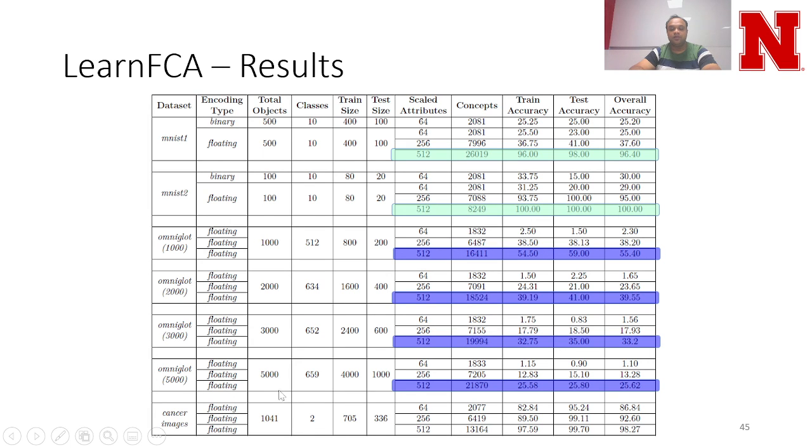Lastly, with cancer images, where we only had two classes and 1,000 objects, we were able to classify with a classification accuracy of 98.27.